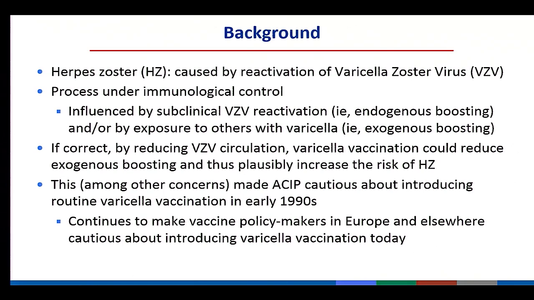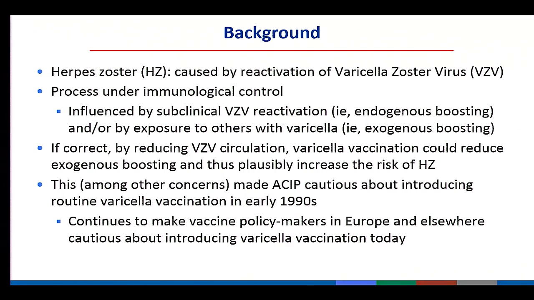He speculated that that control was maintained by two processes: by endogenous boosting of immunity, i.e., due to subclinical reactivation of latent VZV without the development of zoster, and by exogenous boosting of immunity, i.e., due to exposure to VZV from children with chickenpox.